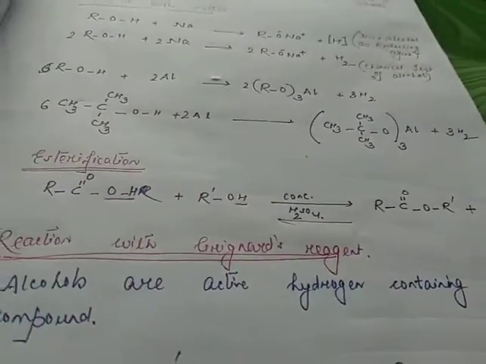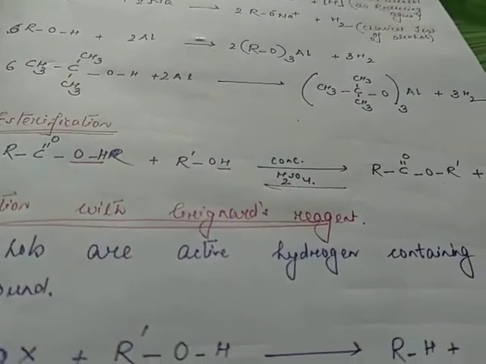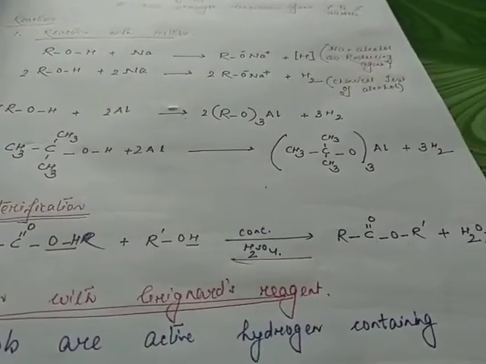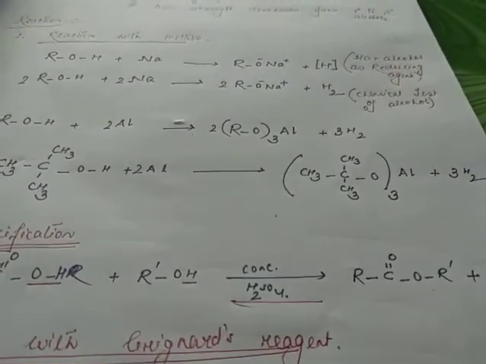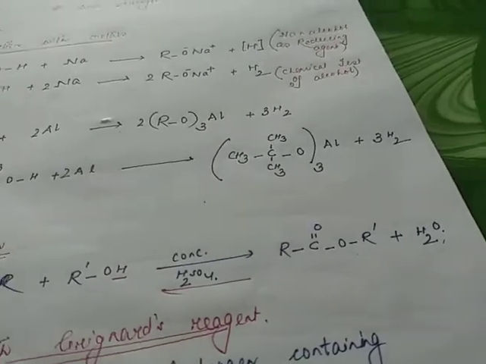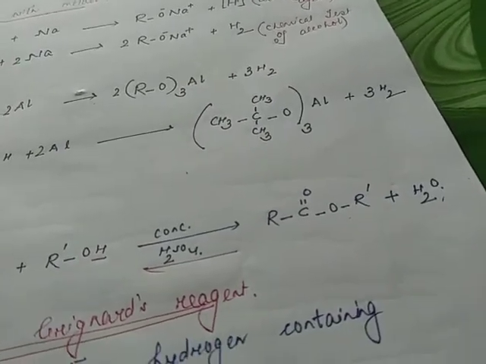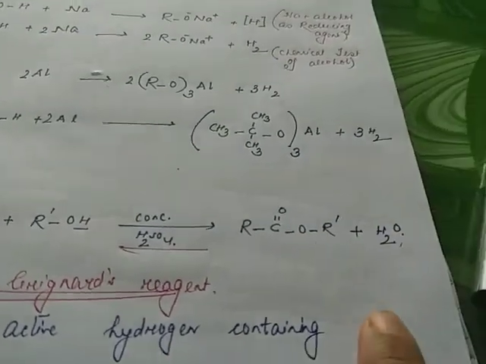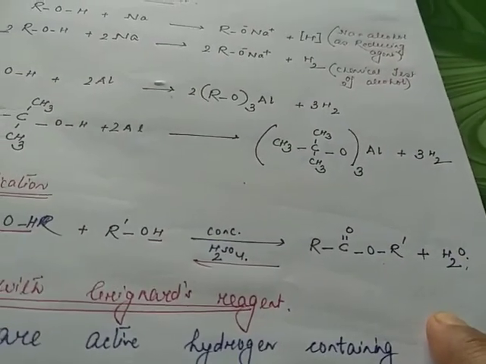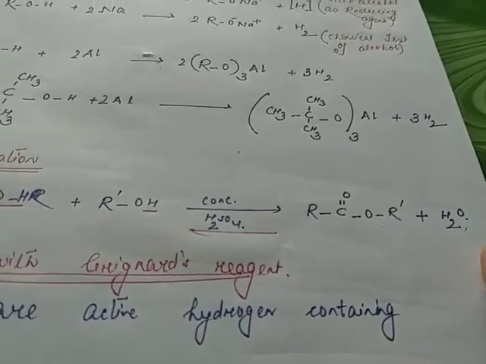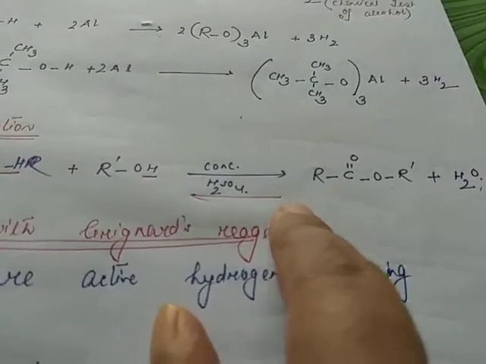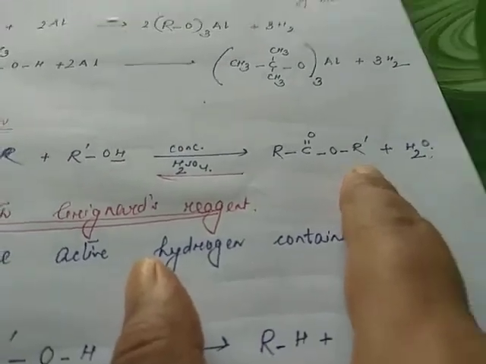One is, this esterification also takes place in the presence of dry HCl gas, dry hydrogen chloride gas. The second important factor is that the reaction is reversible, so immediately we have to remove the water formed to avoid the backward reaction or to get a better yield of the ester.